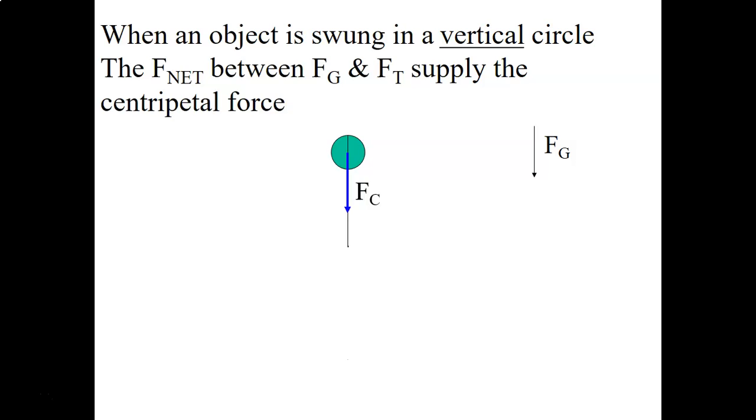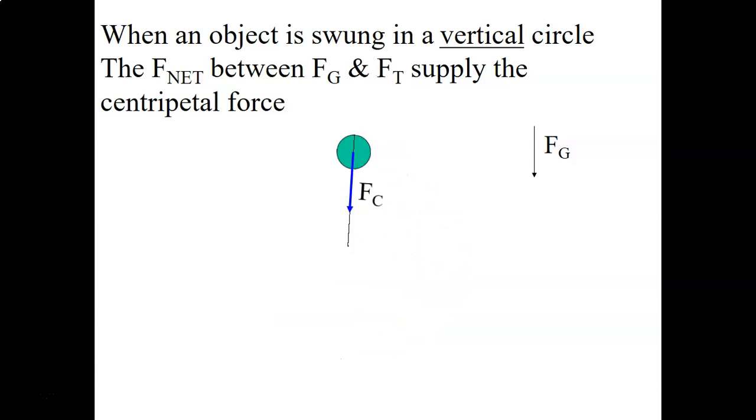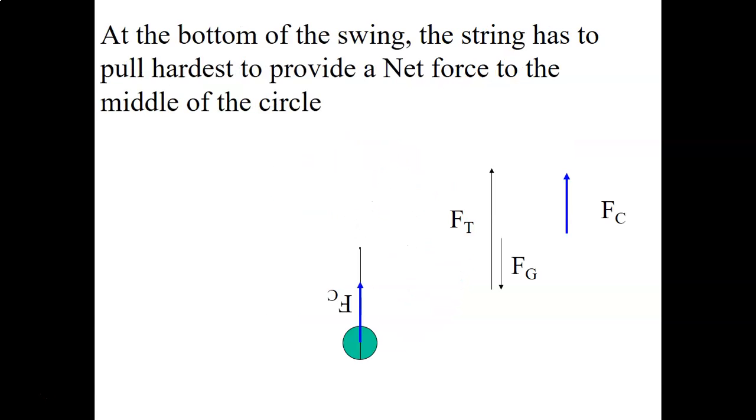So when it's at the top, the centripetal force needs to point to the center of the circle, which is going to be down. Okay? And when it's at the bottom, the centripetal force needs to point up. So there's two forces that are going on here: the force of tension and the force of gravity. Those two forces provide the centripetal force. The net force between the force of gravity and the force of tension is the centripetal force.